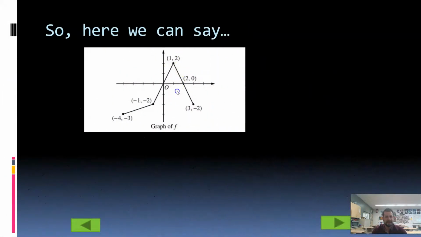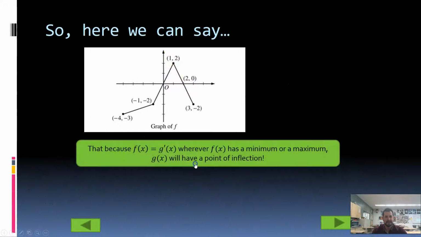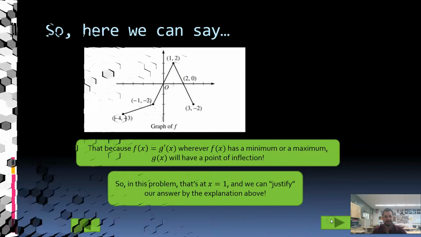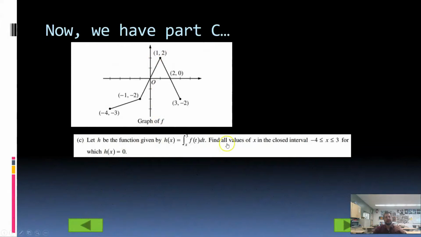Part C, okay, and I guess we talked about this already. Okay, so part C says, find all the values for which h of x equals 0. So h of x is a brand new function. We're not talking about g anymore. Now we're talking about h. H is the integral from x to 3. So the integral is going to stop right here, and we want to know what are all the values that we're going to plug in that is going to make this integral be 0 for x.